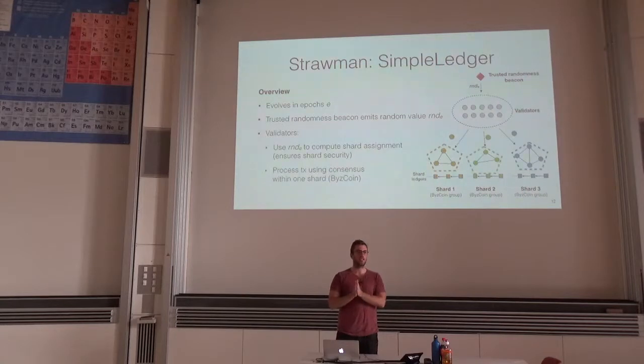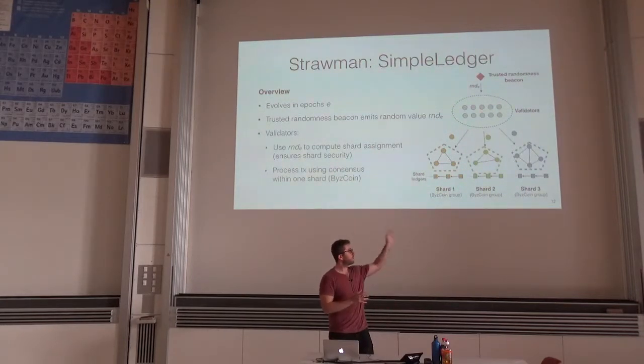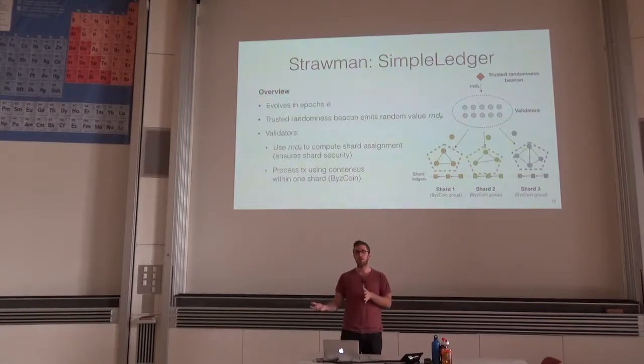So okay, let's create a very simple sharded blockchain. We have those three shards. Each one has its own blockchain. They run together. First, how do we assign validators?